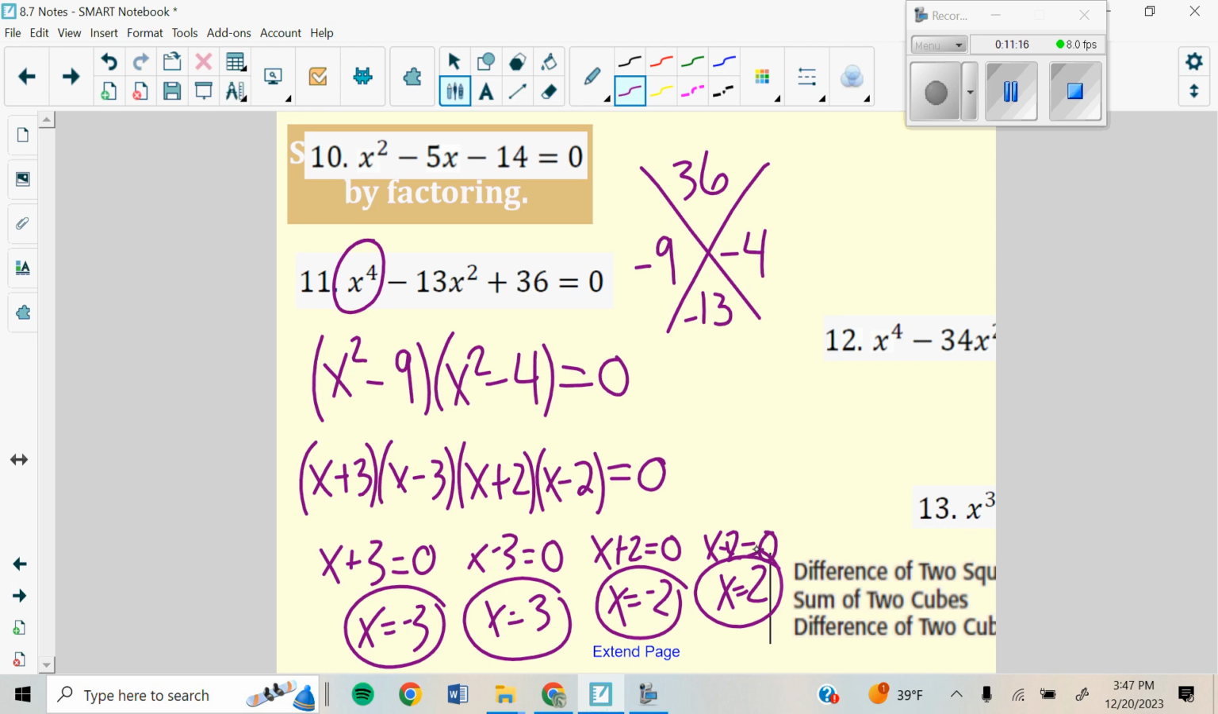Okay. All right, pause it if you need to keep writing. Otherwise, I'm going to go ahead and erase here.